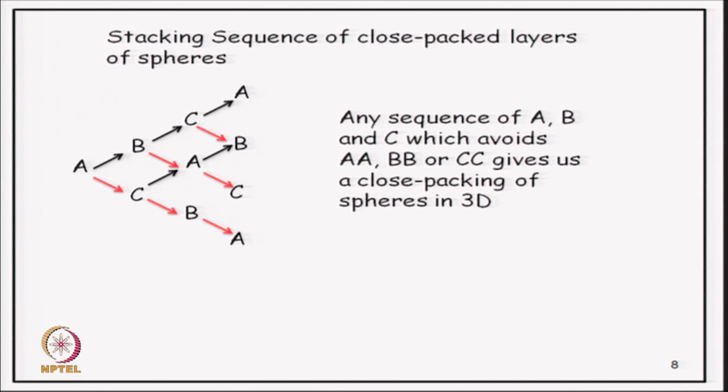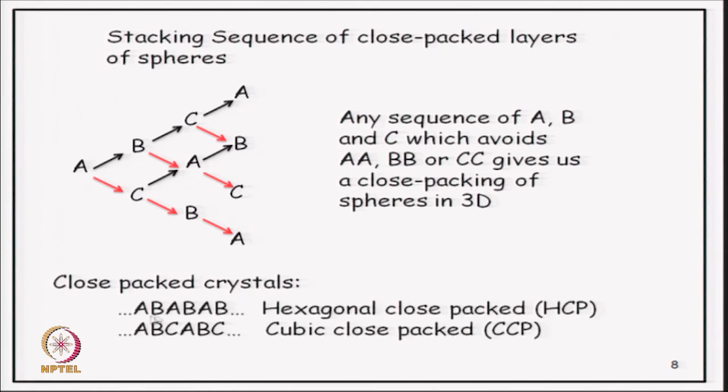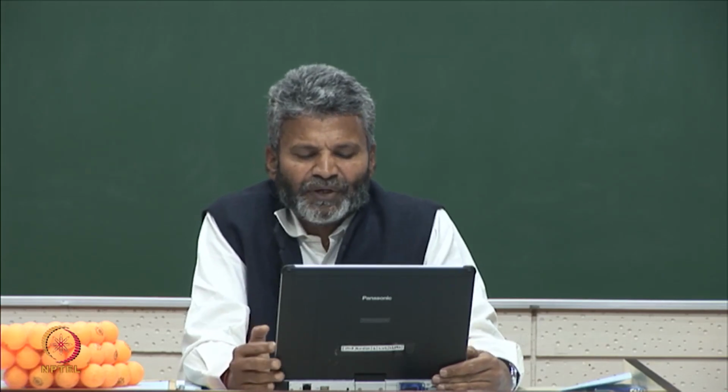So, all these structures will be close packed structures of spheres, out of which 2 of them are very important for close packed crystals, and they are very simple sequences: AB, AB, AB, which gives us the hexagonal close packed structure, and ABC, ABC, ABC, which gives us the cubic close packed structure. So, thank you very much for your attention, and in the next video we will take up in more detail the close packed structures of hexagonal and cubic crystals.